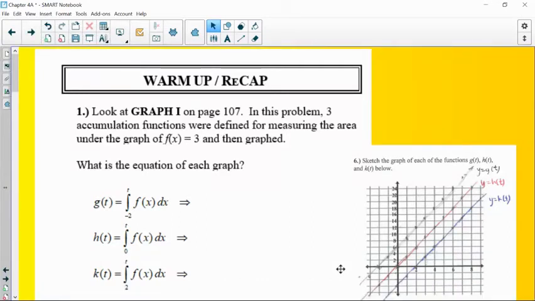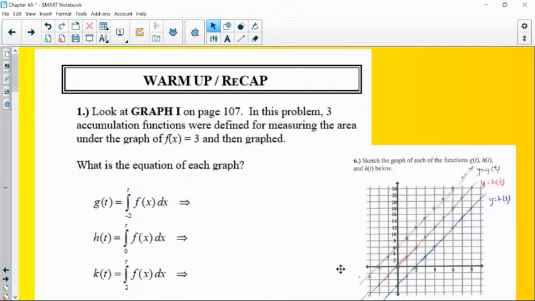Okay, so I want to use this video to go through the notes on page 108. It's going to start talking about an indefinite integral. The first thing we want to reference is your homework on page 107. One of the things it asks you to do is to graph some accumulation functions.